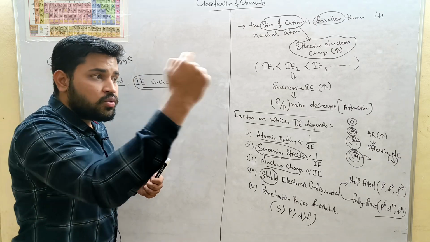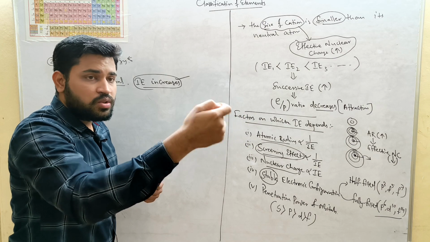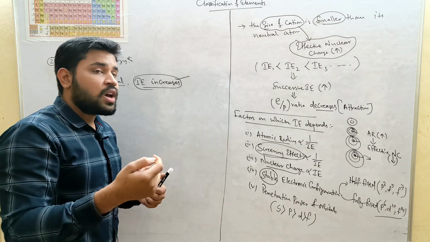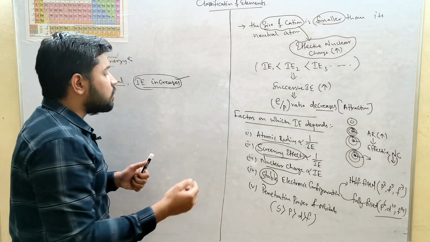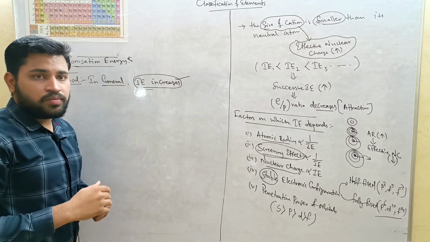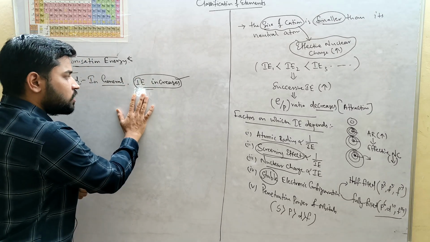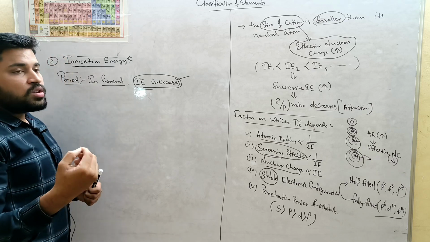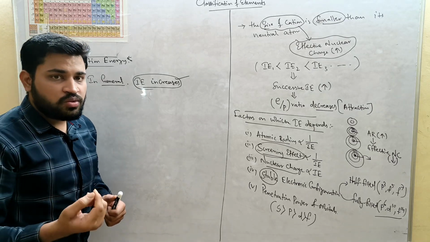So to remove an electron from the outermost shell of a neutral gaseous atom, we have to apply more energy while going across the period. Are you getting my point? So this is the general trend. But we are going to see a few exceptions.